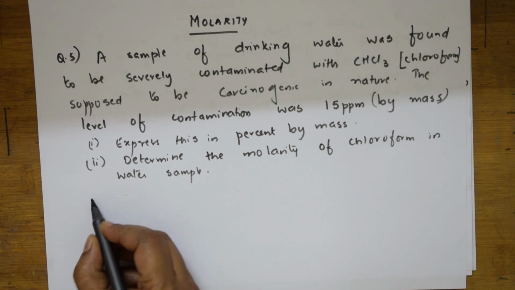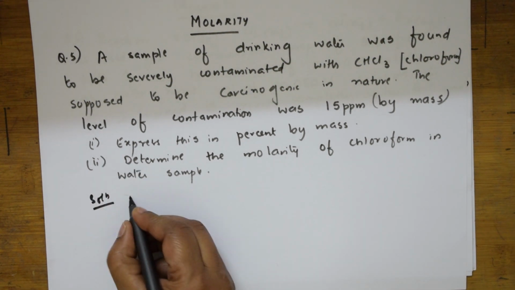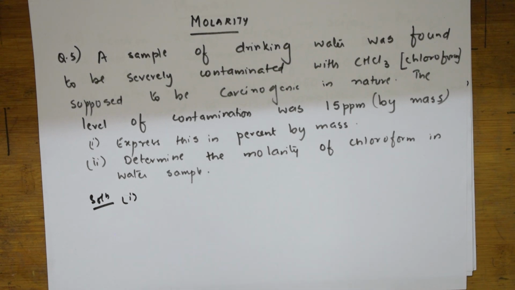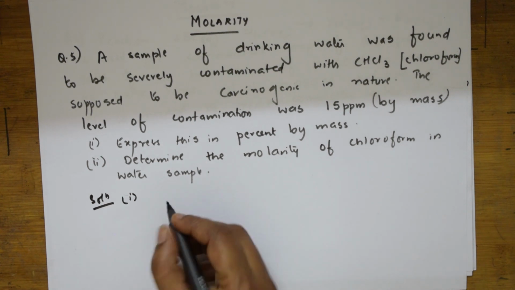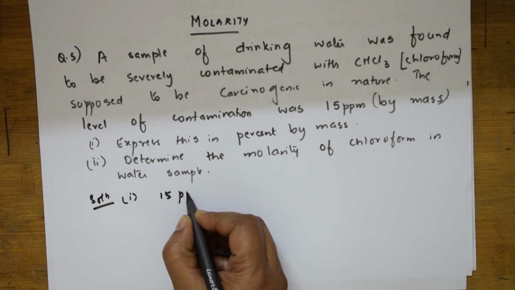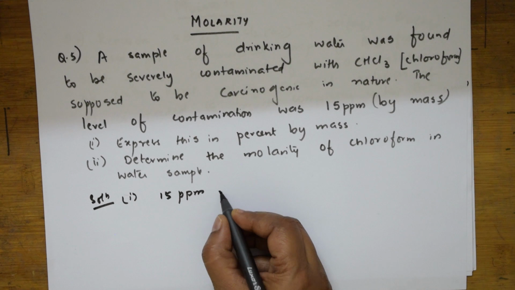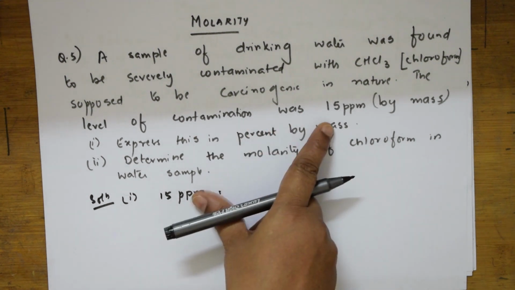Let us just solve the first part and see. Let me explain this mass percentage. What actually is mass percentage or percent by mass? Mass of the solute by mass of the solution into 100. That is what mass percent is. But here, what did they give us? They've given us 15 ppm. This is what is given. Contamination by 15 ppm by mass.